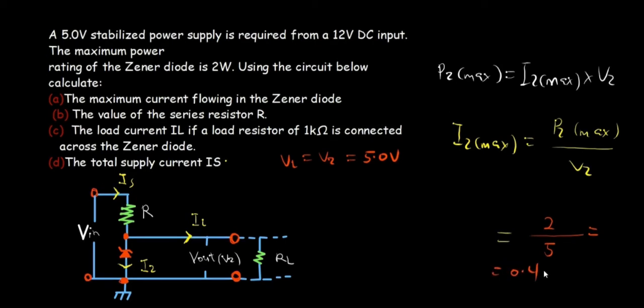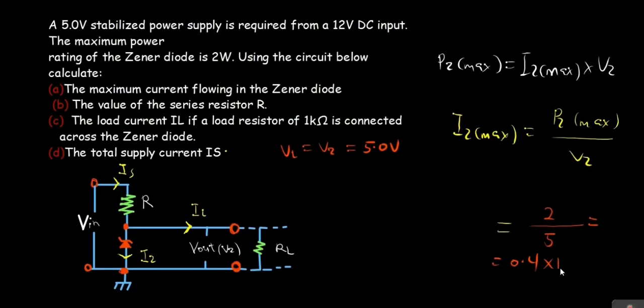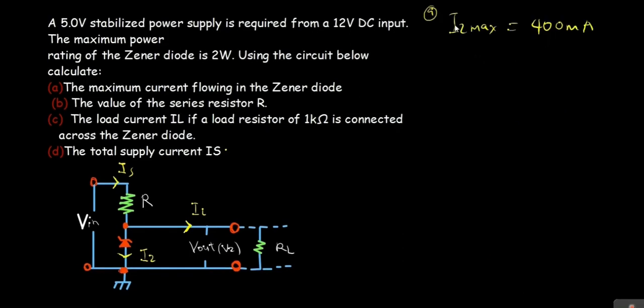Now since our answer is very small, let's multiply by thousands so that our answer will be in milliampere. That will be times 10 to the power 3. So let's see what we get. That gave me 400 milliampere. So our answer will become 400 milliampere. This will be the value of IZ max. Okay, so now we've gotten the value of IZ max. Let's go ahead and answer the second question.